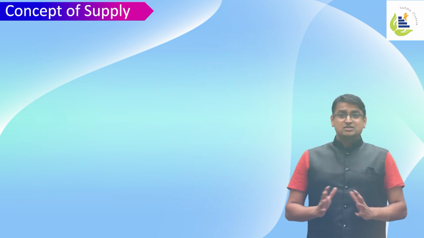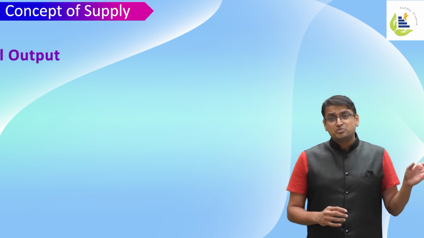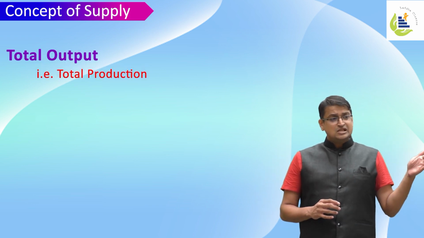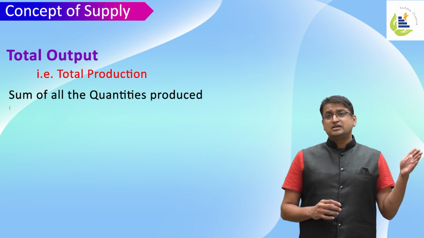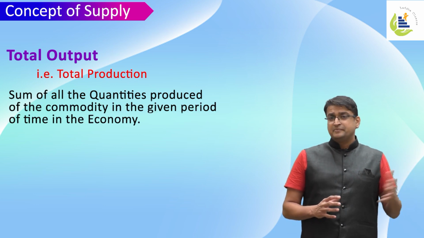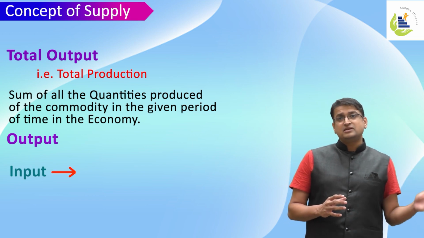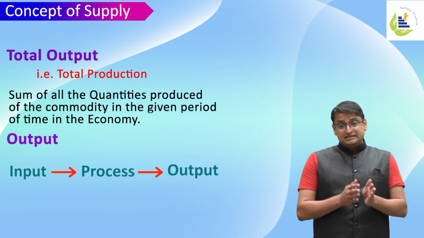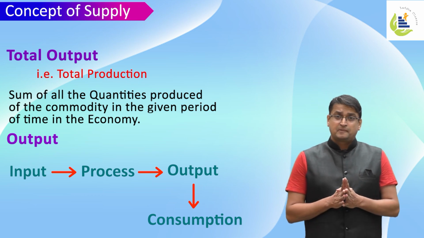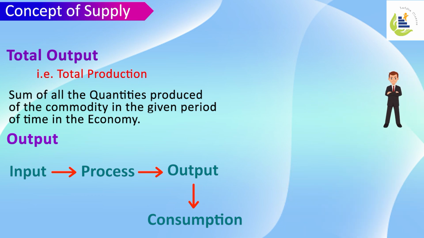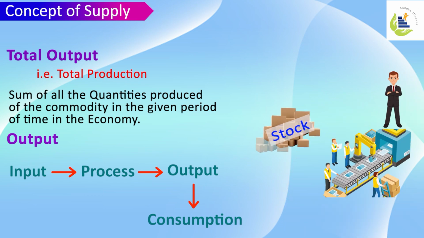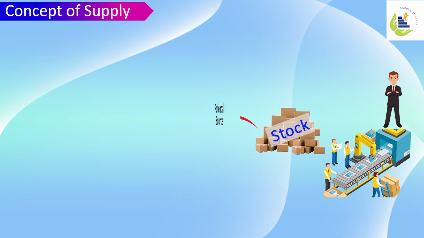So in a nutshell, what do I understand? Total output is total production. It's the total sum of quantity produced in a given period of time in the economy. In the case of output, it's the process of production through which we convert raw materials or input into output, and that production leads to consumption. Whatever is being produced comes as a stock to me. So after production, it comes to stock. Stock is basically a potential source of supply. Without stock, supply is not possible.